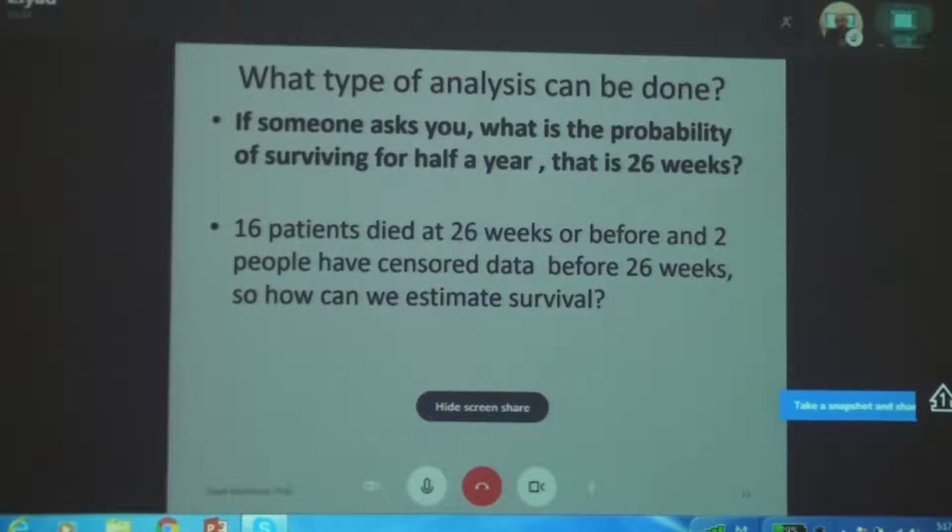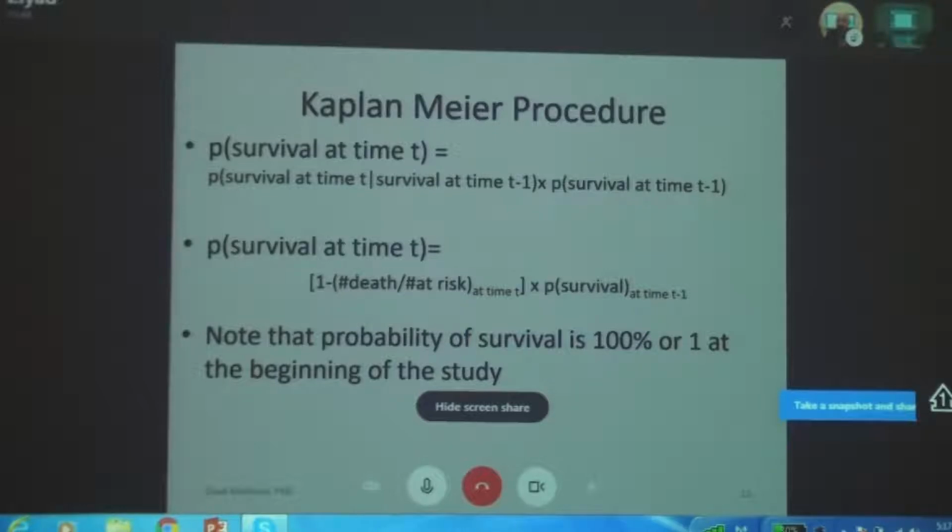Now here is where Kaplan-Meier came with this procedure, and it has very, very nice features, and we'll talk about this in a second. But it was based on a simple formula that says the probability of survival to time t is the probability of surviving at time t given that you survived the week before, times the probability of survival at the week before. This is a simple probability that we usually teach in our introductory probability courses.